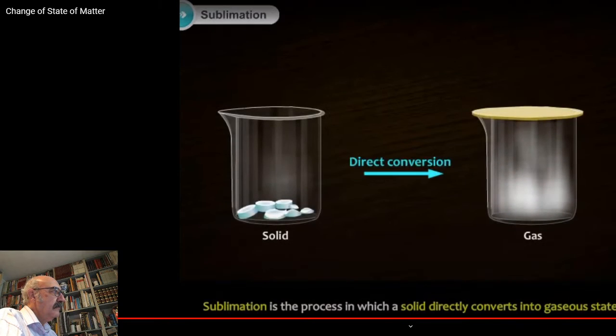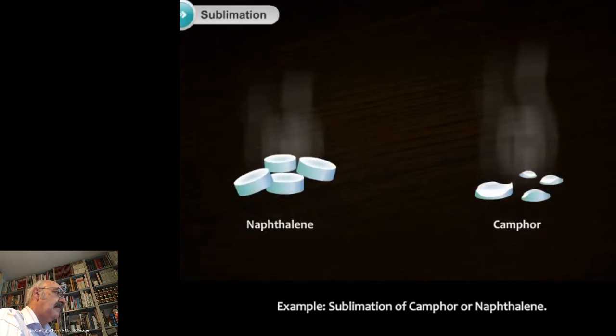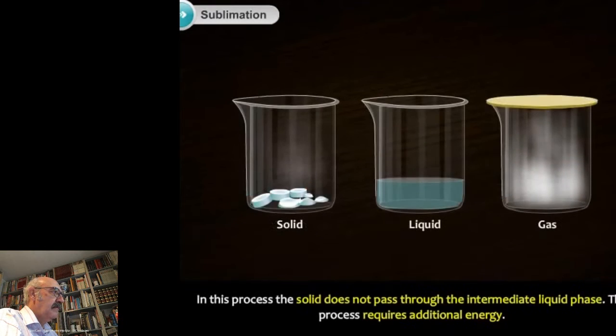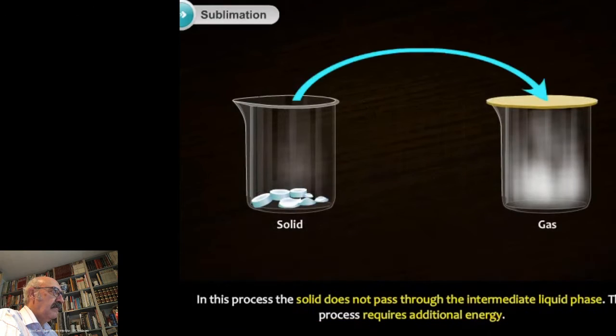Sublimation is the process in which a solid directly converts into gaseous state. You don't have this in your notes; you are going to study it next year. Sublimation is the process by which a solid turns directly into gas. It's not very easy to occur, but it occurs. Example: sublimation of camphor or naphthalene. In this process, the solid does not pass through the intermediate liquid phase. The process requires additional energy.